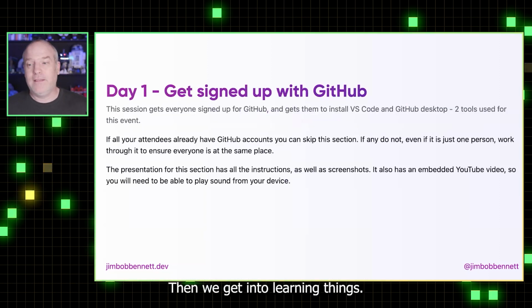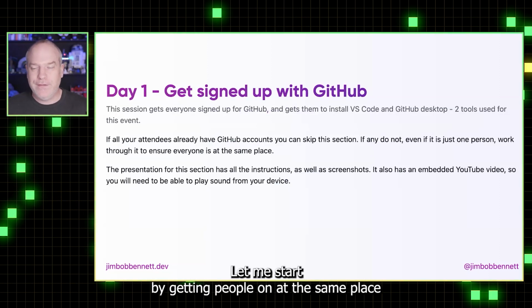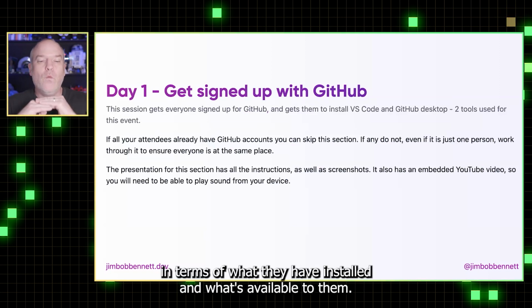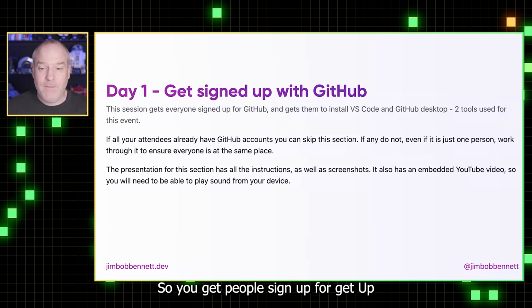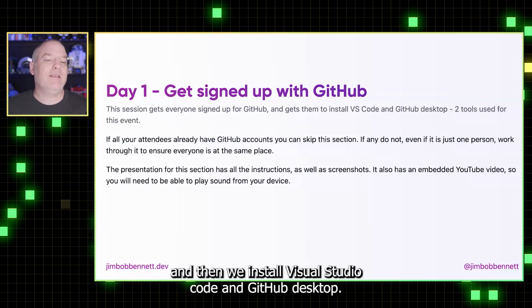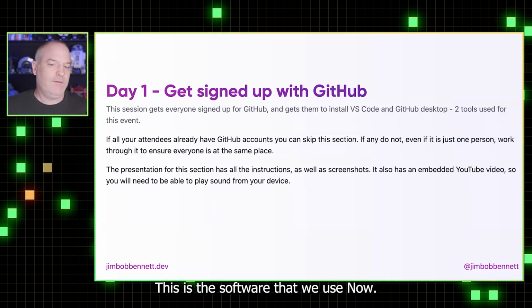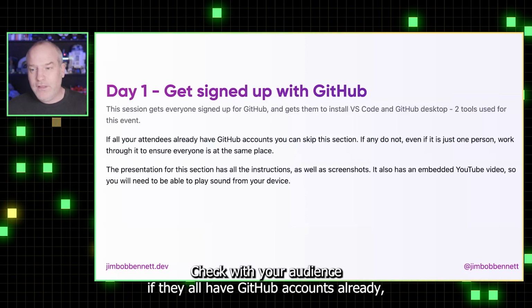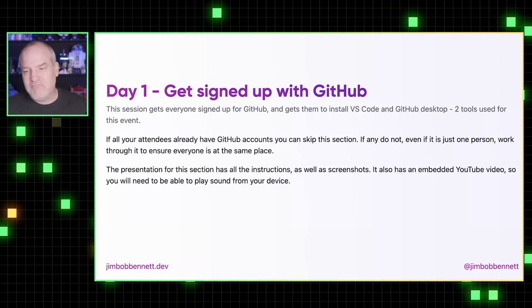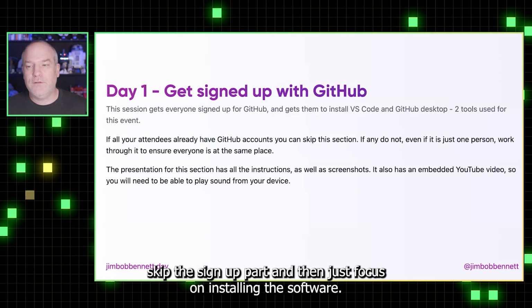Then we kick into learning things, and we start by getting people on at the same place in terms of what they have installed and what's available to them. So we get people to sign up for GitHub, and then we install Visual Studio Code and GitHub Desktop. This is the software that we use. Now, check with your audience. If they all have GitHub accounts already, skip the sign up part and then just focus on installing the software.